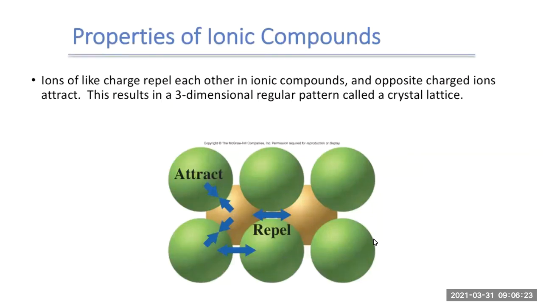So one last property with our ionic compounds. Ionic compounds of like charges repel each other, and opposing charges attract. So within the ionic structure and crystal lattice, there's this balance between the attraction of the cation and the anion and the repulsion of the two cations. And the way they end up arranging themselves is a regular repeating pattern. And this is what we call a crystal lattice. So within the crystal lattice, there's a regular repeating pattern of positive, negative, positive, negative, positive, negative.